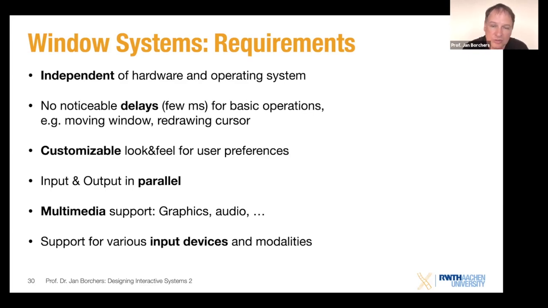And of course, we don't want to stop at keyboard and mouse. The original Java toolkit actually hard-coded mouse and keyboard as input devices, like this was the end of everything that would ever happen. And they quickly fixed that.